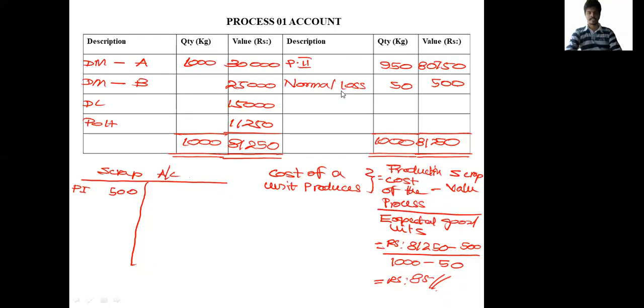Now, the main input of process two is the output of process one. So let's start the process 2 account from that. Here it starts from the output of process 1. We have identified 950 kilograms or units, and the value of it is 80,750.